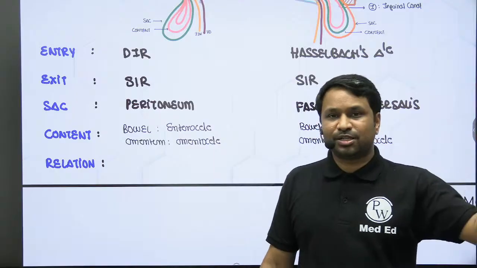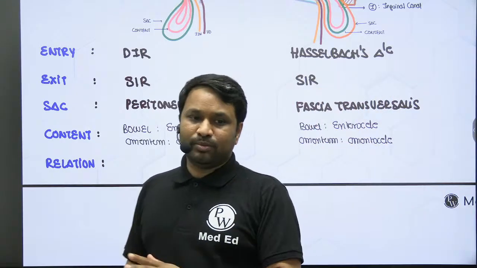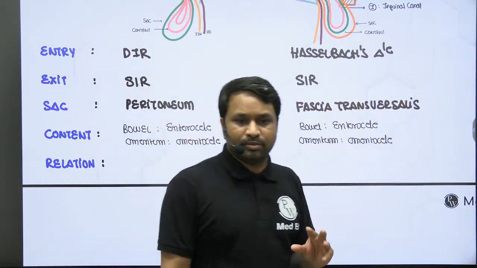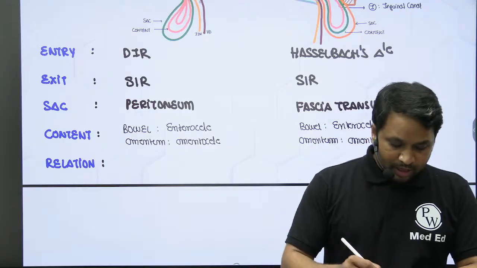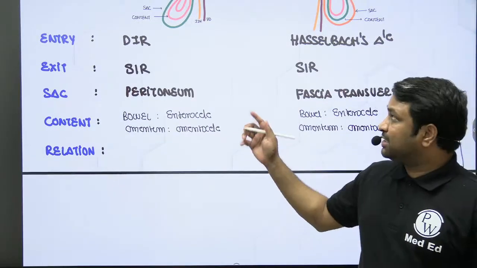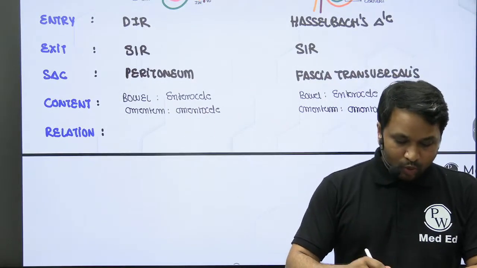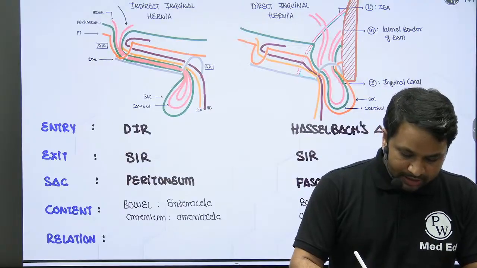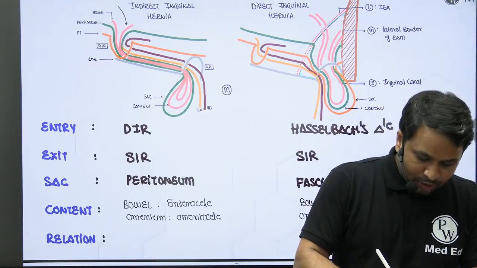So all these are special forms, but two common things, bowel and omentum. Bowel is called enterocele, omentum is called omentocele. Now, we have to see the relationship, that means between the sac and the cord. Now, when you talk about the sac and the cord, this is the medial side and this happens to be the lateral side.